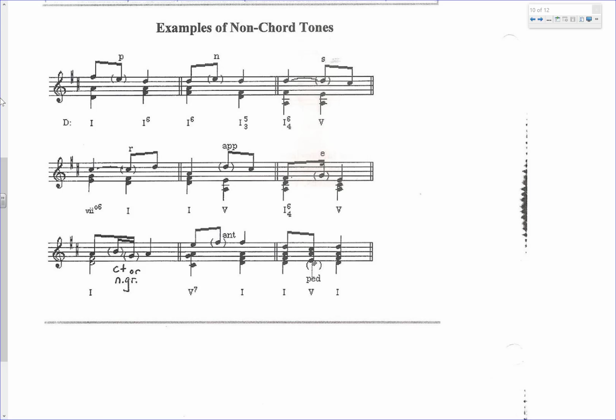So let's take a listen to all of these. I'm going to play it slowly. Here it is. And I'll play it again.